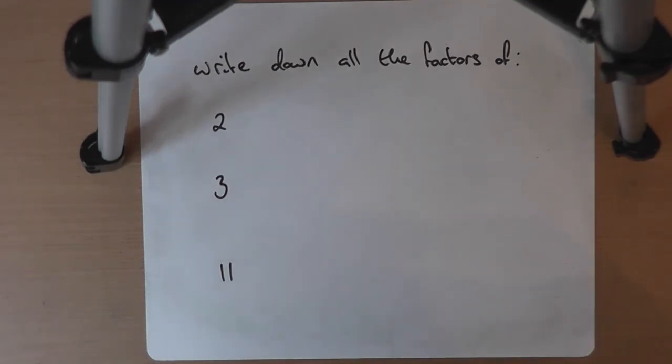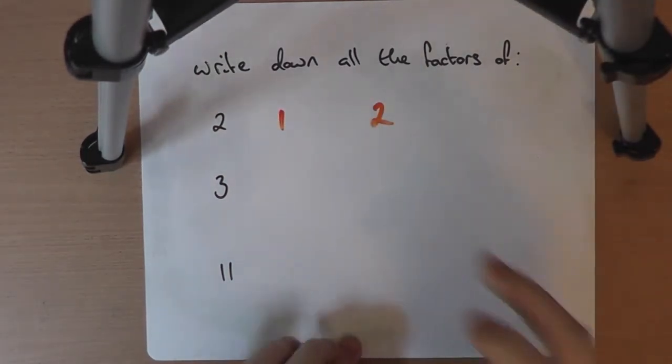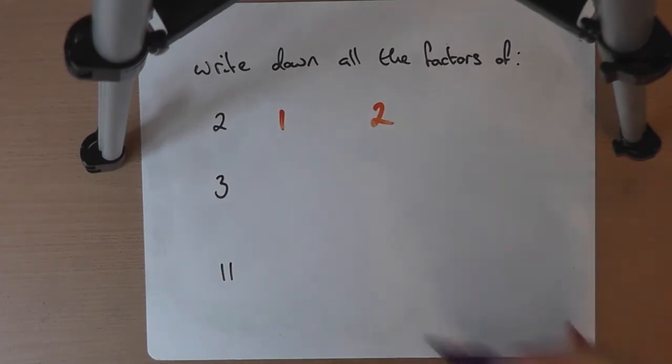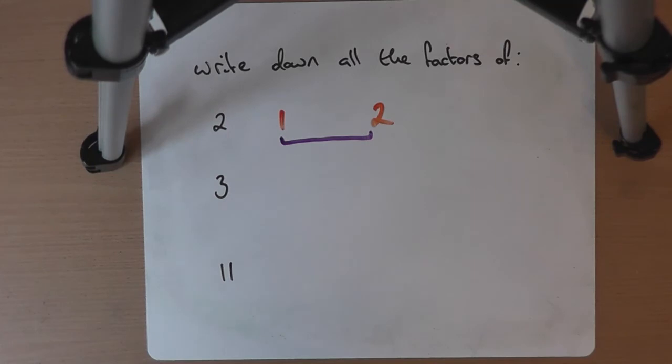Write down all the factors of 2, 3 and 11. Well, we can do the same thing again. We'll start with 2, so we can have the extreme cases, 1 and 2 at either end of that list, and then any factors must be between that pair 1 and 2. Well, there aren't any whole numbers between 1 and 2. So in fact, that must be the complete list. Just 1 and 2. But that's fair enough. It's only got 2 factors, but 2 is quite a small number, so that sort of seems fair enough.